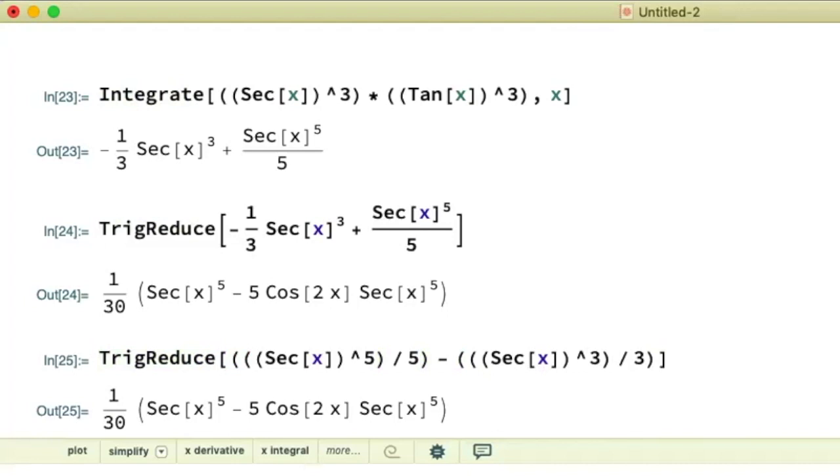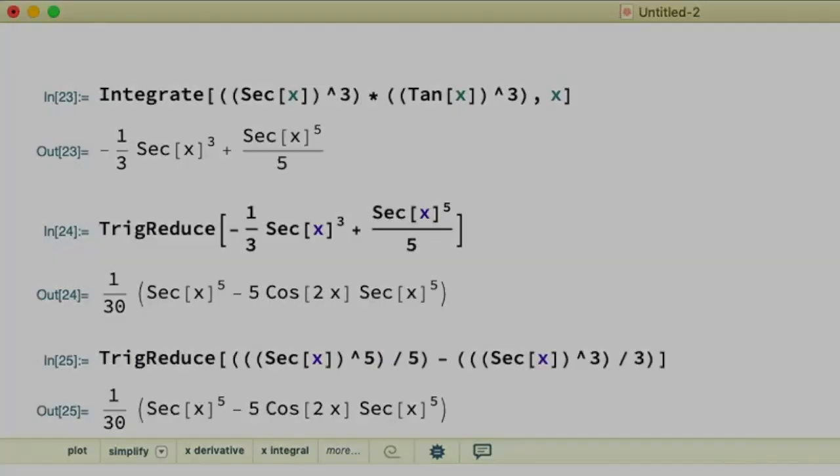But again, just realize that when you do integration, it is common for you to get one answer and then you to check somewhere else and it looks like it's a different answer, but they might just be equivalent forms.